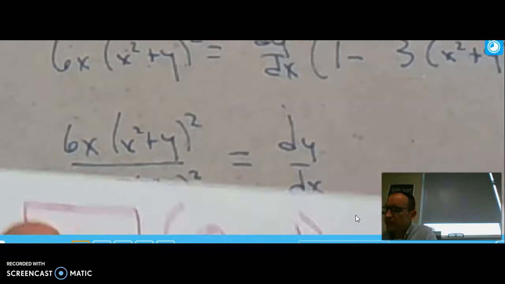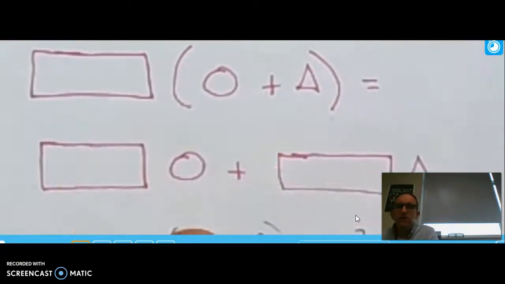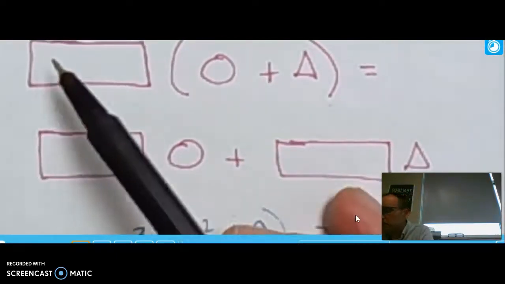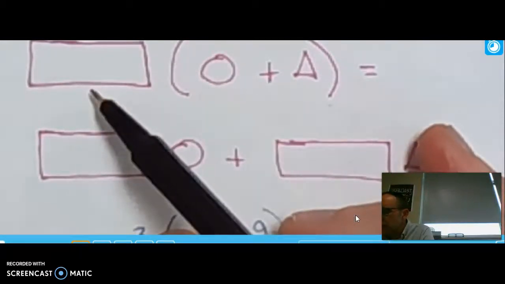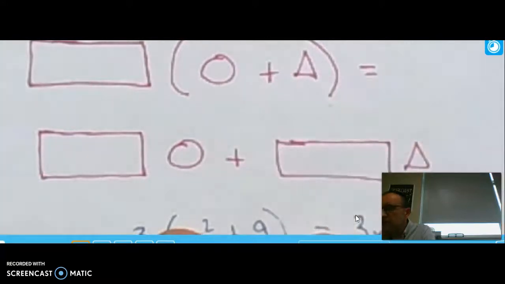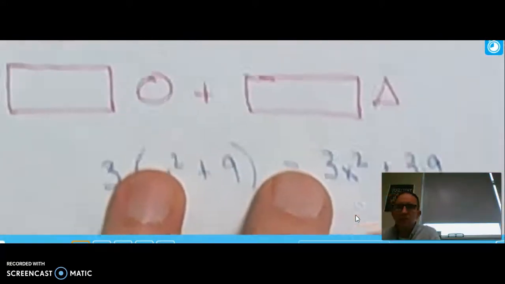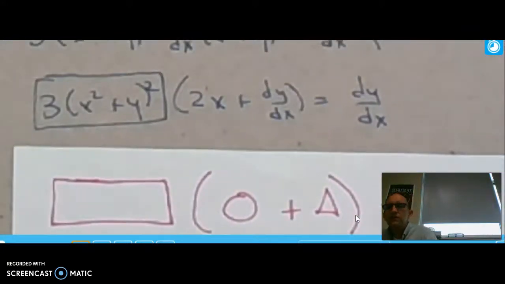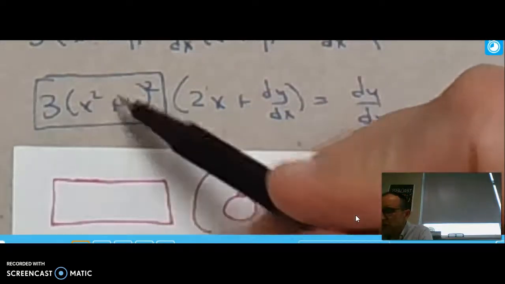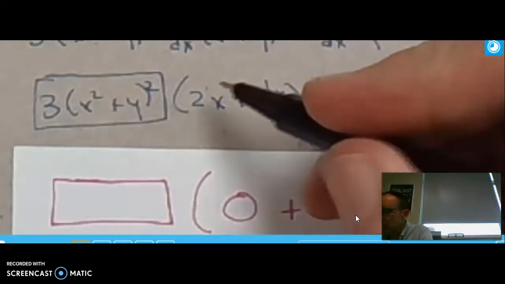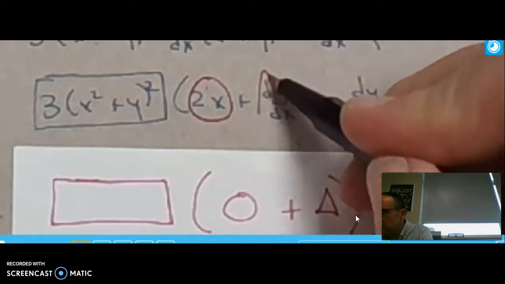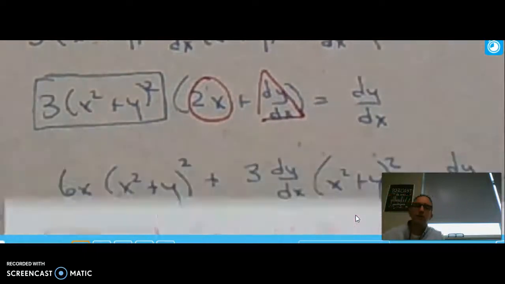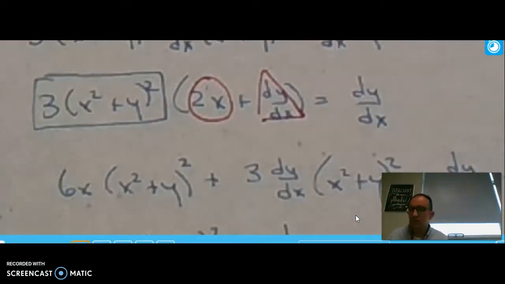So as I said, I think the real issue is just making sure that we understand that when we take something times a sum, we multiply that times both terms inside the sum. Our something, in this case our box, is 3 times the quantity x squared plus y, the quantity squared. Our circle was the 2x, and our triangle was dy dx. I hope that helps with question number 6 on the implicit differentiation assignment.